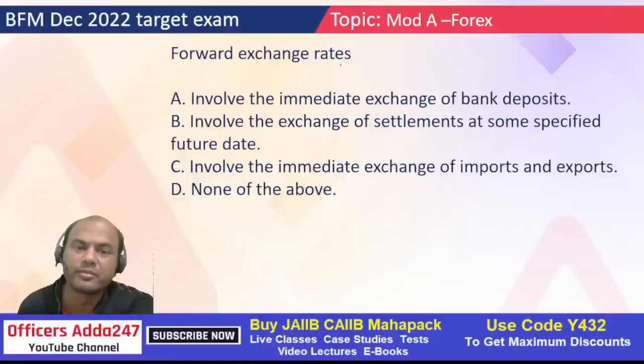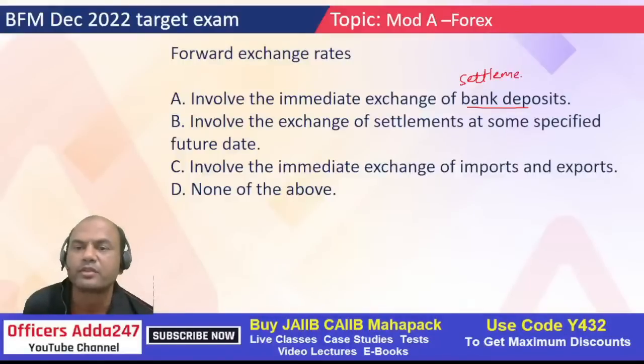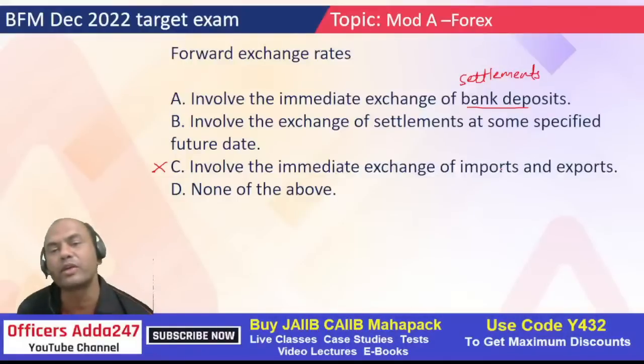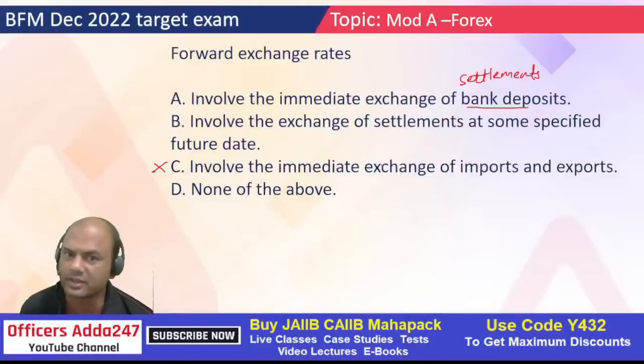Forward exchange rates involve the immediate exchange of bank deposits. Means again you can use the word settlement over here, because these foreign books use the word bank deposits. Involve the immediate exchange of settlements, involve the exchange of settlement at some specified future date, involve the immediate exchange of exports and imports. So firstly, again this C becomes a barter system. So C is out, right? We don't exchange export with import nowadays. Okay, 1000 years ago, we used to do this.